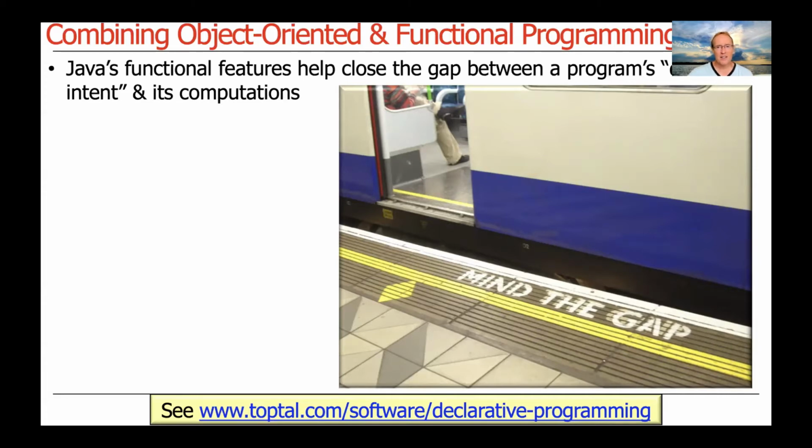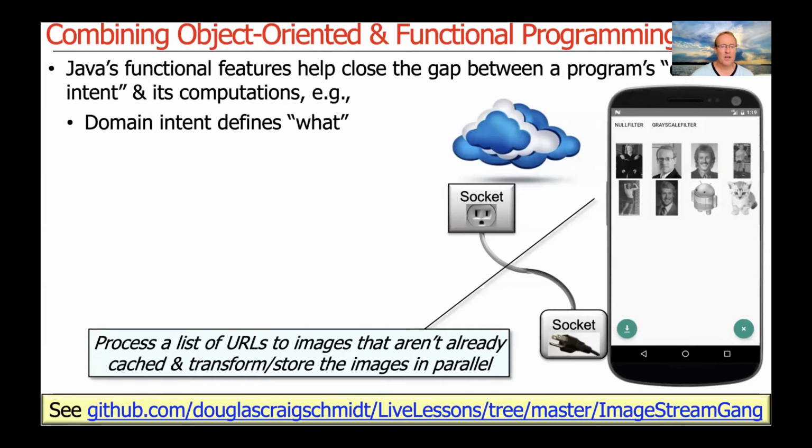And if you read the link at the bottom of the slide about declarative programming, it'll go into this in a bit more detail. So what is domain intent? Well, domain intent is basically the what. It's what problem are we trying to solve? What requirements are we dealing with?